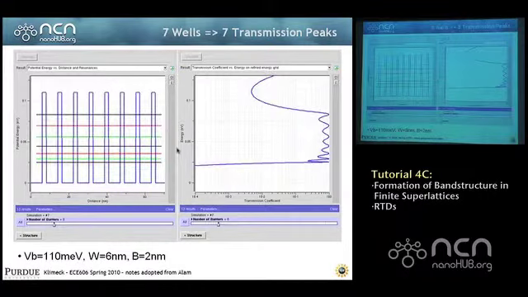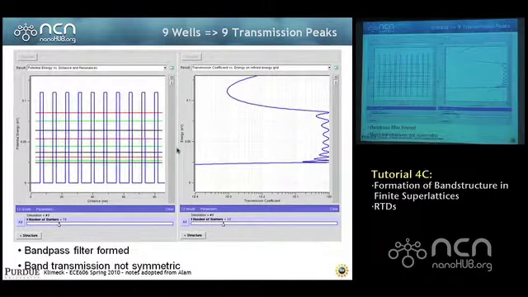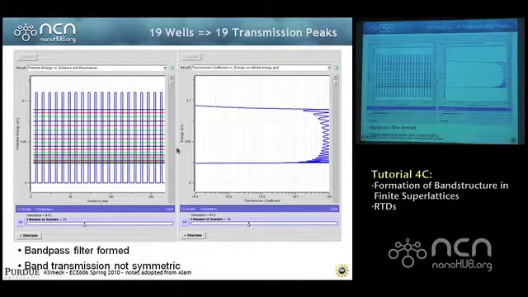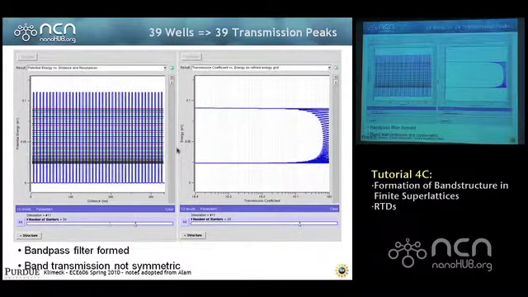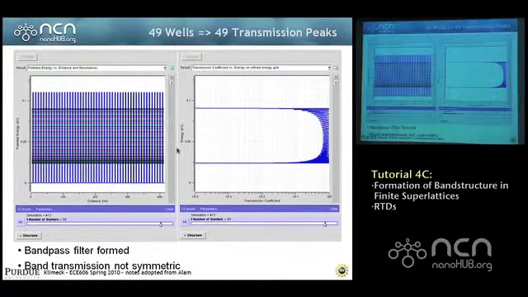All right, now 7, now 8, now 9, 19, 29, 39, 49. All right? So for each of these wells, you pick up a little bit of a resonance. But you pick up a band. Yes? Is the energy spacing between the resonance? That's a great question. The question is, what is the energy spacing between those, right? Give me about 3 slides.